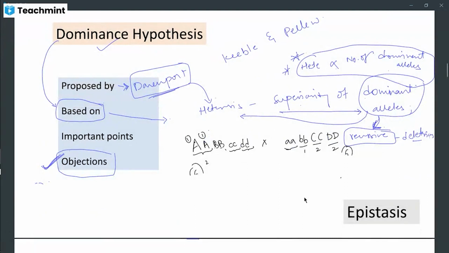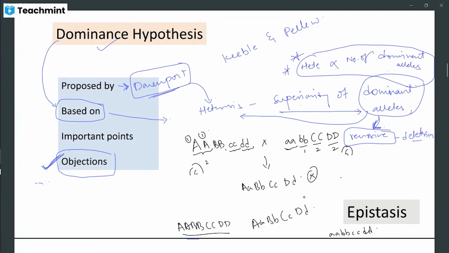See, when these two individuals were crossed, your progeny will be heterozygous in all the conditions. And when you self it, you can see three different types of genotypes: all dominant homozygous, all recessive homozygous, and all the genes in the heterozygous condition. But this was not observed in your F2. The main reason is linkage. Someone told it was linkage.